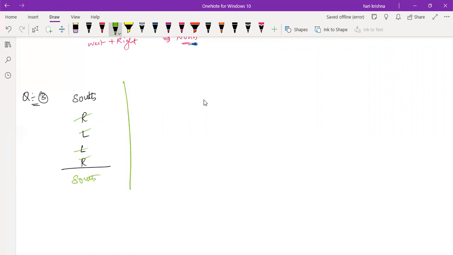Okay. Suppose the person is in the northeast direction initially, then he turns left after some time. Again, he turns left after 100 meters. The next two are right turns. And finally, he turns left. Now tell me, what is the final answer?